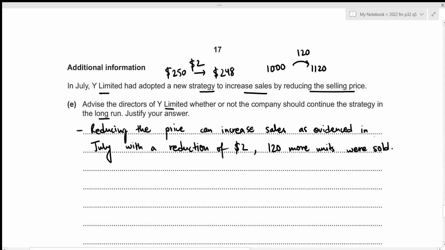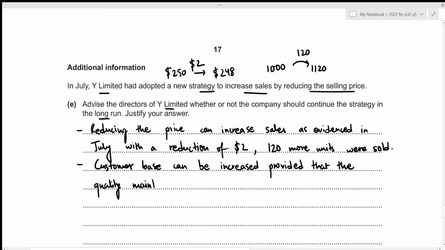Okay, and this can lead to an increased customer base if the quality of the products is maintained even after the reduction of selling price, right? Let's write that down. Customer base can be increased provided that the quality is maintained. Now, these are the reasons that support the reduction in selling price, right?